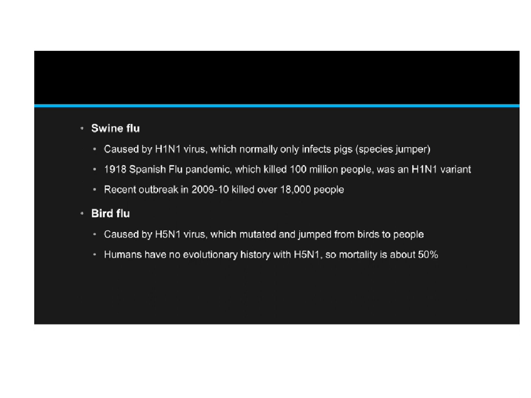The bird flu is caused by the H5N1 virus, also a species jumper. It's a bird virus, and this one hadn't been known to jump species before. Humans have no evolutionary history with H5N1, so mortality was pretty high, about 50% with the bird flu. The only way that we could stop that transmission, anytime there was bird flu detected in a flock of birds, was that the entire flock had to be destroyed. They had to be killed.